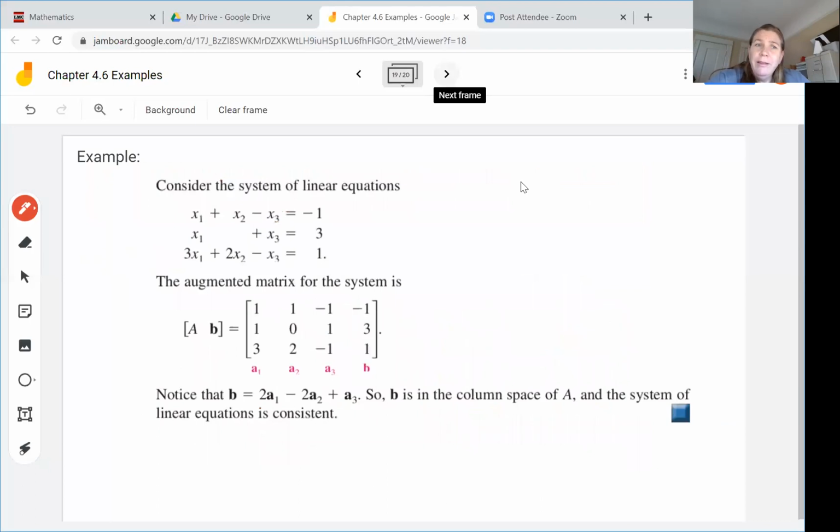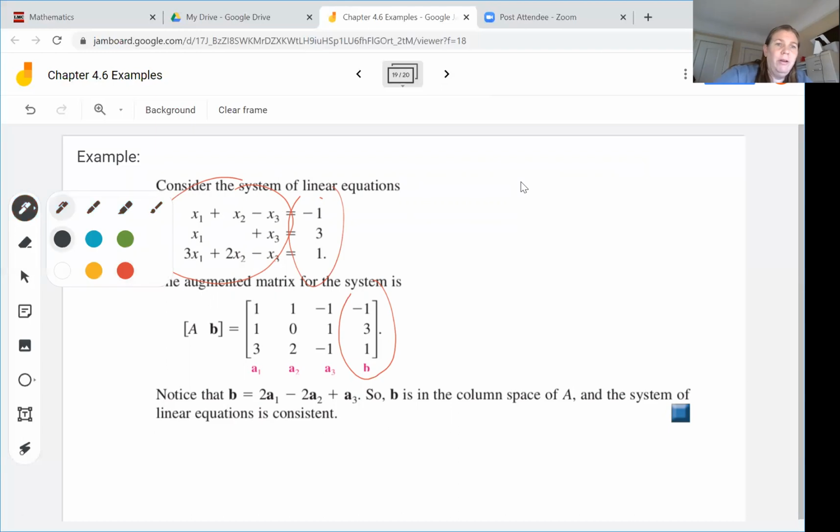So let's take a look at this example. Consider this system of linear equations. If we create the augmented matrix using the coefficients from the three equations on the left side, and then augment it with the solution over here, b, here's our augmented matrix. Notice that b equals 2a1 minus 2a2 plus a3. So let's go ahead and write that out.